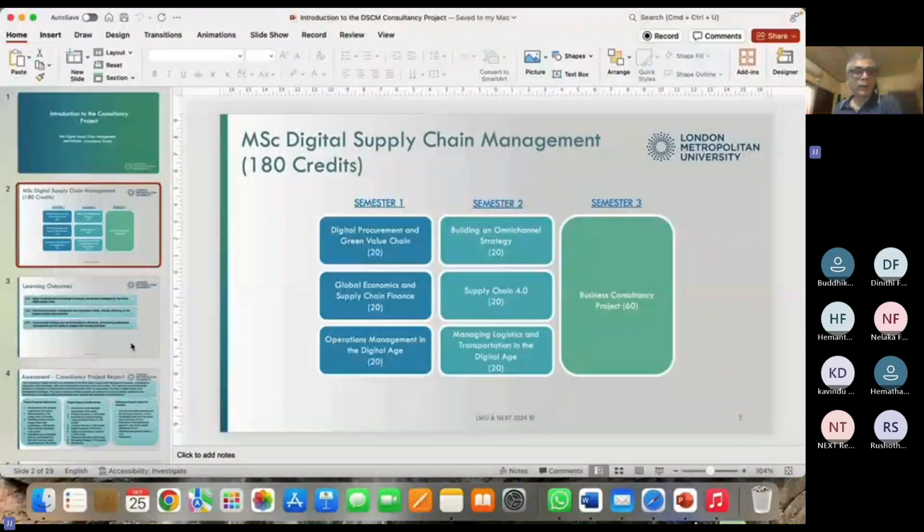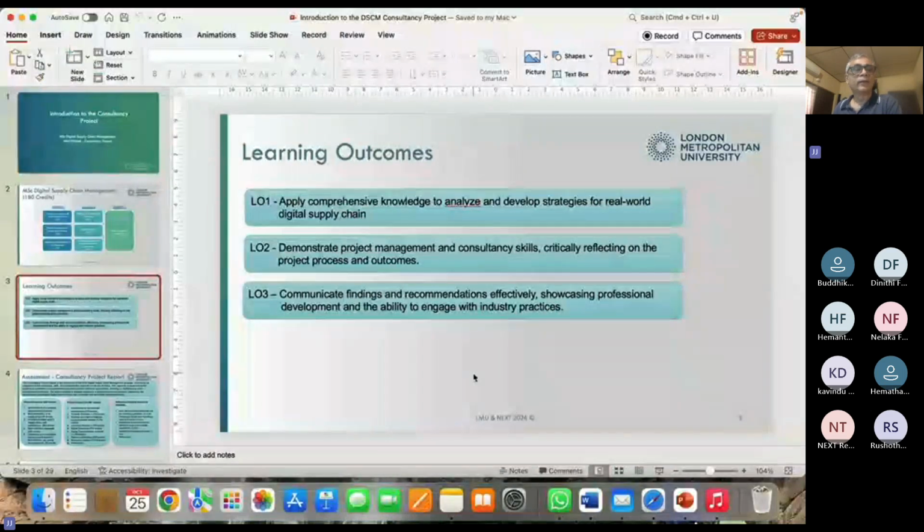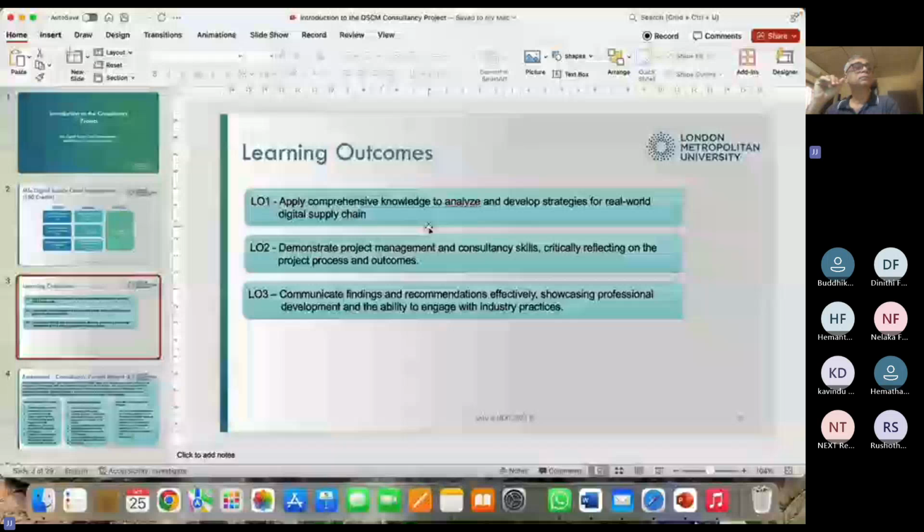Now, what is important is the reason why we are having this consultancy project is to help you learn these 3 areas. Apply comprehensive knowledge to analyze and develop strategies for real-world digital supply chain. This is a real-world project. If you are the operations manager or the supply chain manager of an organization, this will help you simulate. You've already done some simulation exercises, but here it will allow you to simulate how to rectify a supply chain problem.